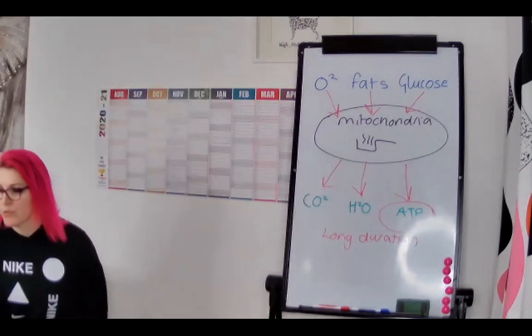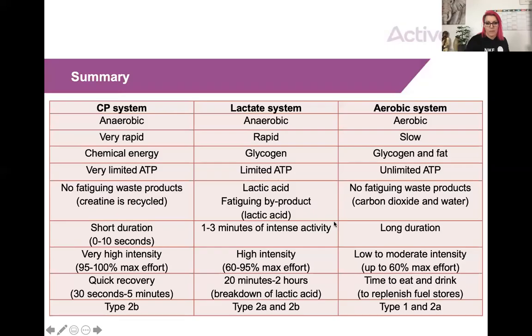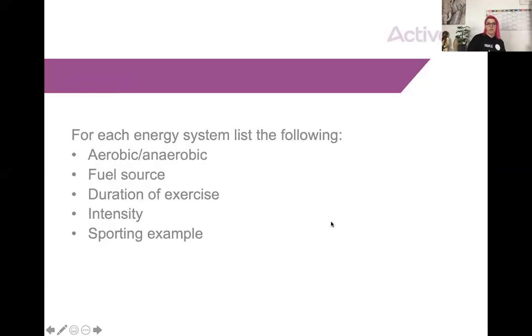Back we come to tasks. Let me share the screen again. It says for each energy system, but you've done the other two, so you're going to do aerobic now. I want you to write out the fuel source, the duration of exercise, the intensity, and give me some sporting examples of this energy system. You can do a little flow chart like I've done there if that helps, so you can visually learn it as well as writing it out. And then I'd love to see what you've done.